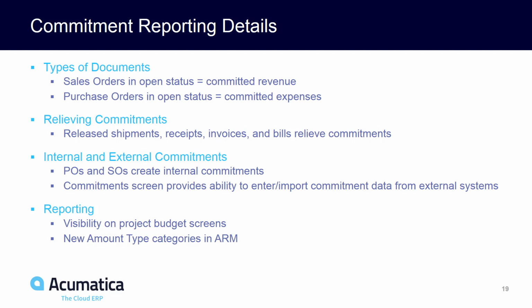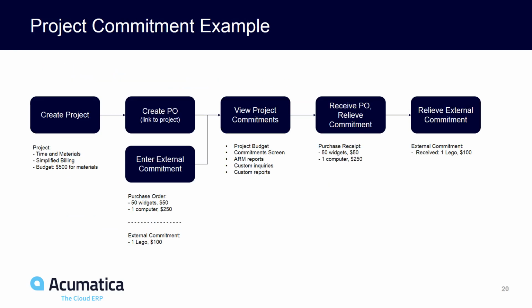External commitments are done by importing files into a special commitment screen. You can relieve those commitments by creating AP bills that are logged against the project. To demonstrate this functionality, we'll create a simple project. It will have a single internal commitment and a single external commitment. We'll process those commitments to show the impact on the project P&L and how that's reflected on our screens in Acumatica.